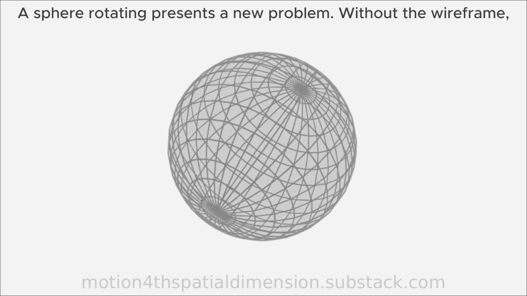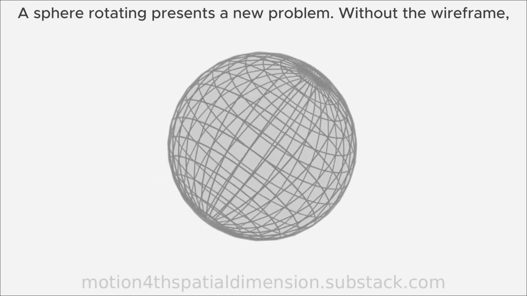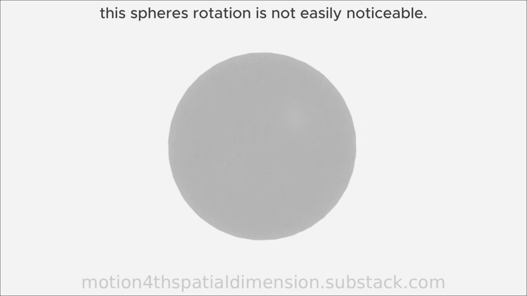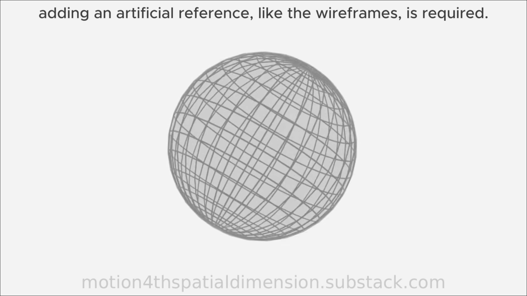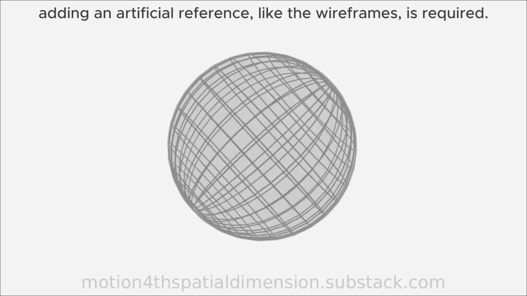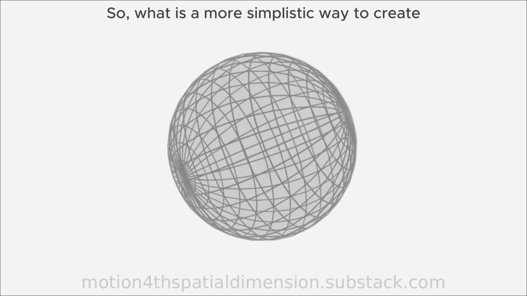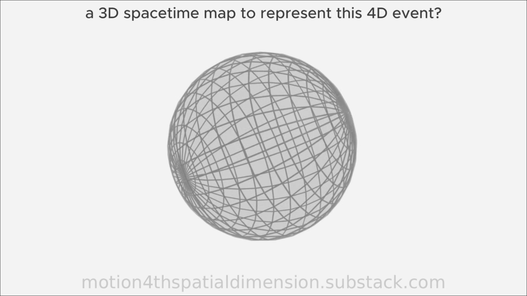A sphere rotating presents a new problem. Without the wireframe, this sphere's rotation is not easily noticeable. So how can we represent it through 4D geometry? In this case, adding an artificial reference like the wireframes is required. So, what is a more simplistic way to create a 3D spacetime map to represent this 4D event?